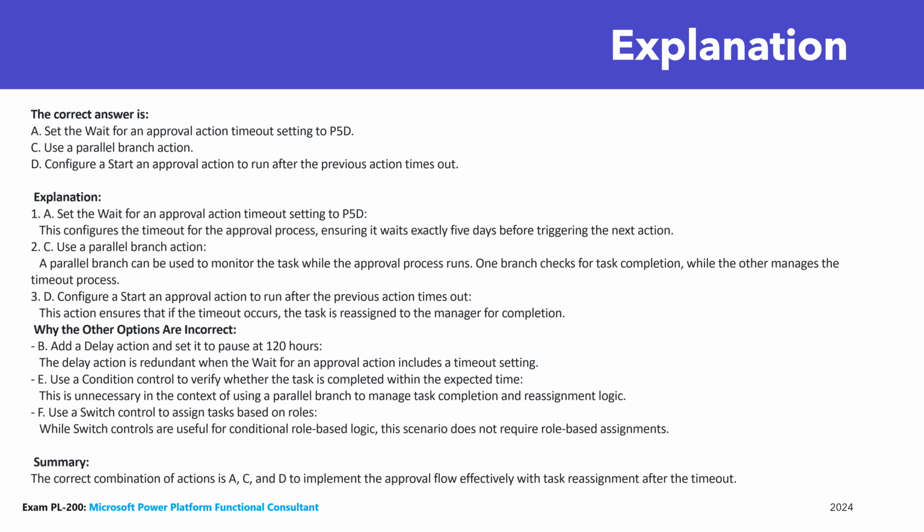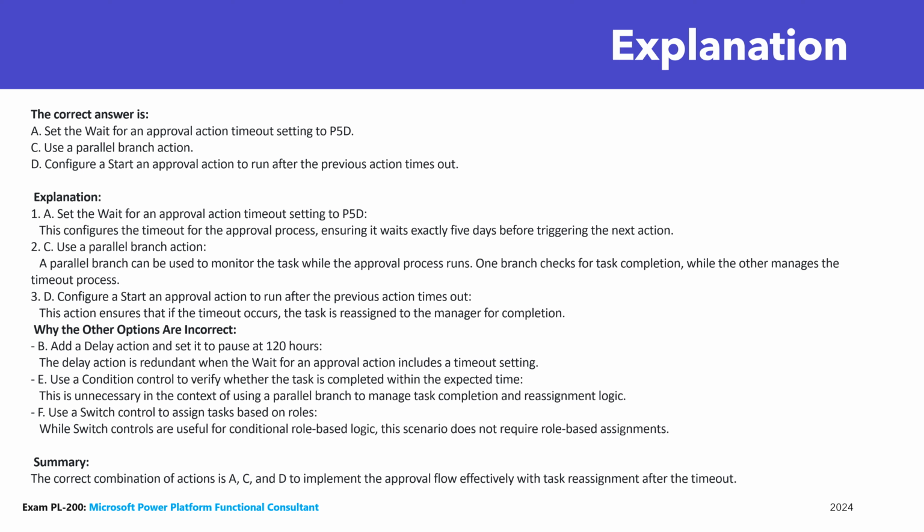The correct answers are A. Set the wait for an approval action timeout setting to P5D. C. Use a parallel branch action. D. Configure a start an approval action to run after the previous action times out. Explanation: A. Set the wait for an approval action timeout setting to P5D. This configures the timeout for the approval process, ensuring it waits exactly 5 days before triggering the next action.